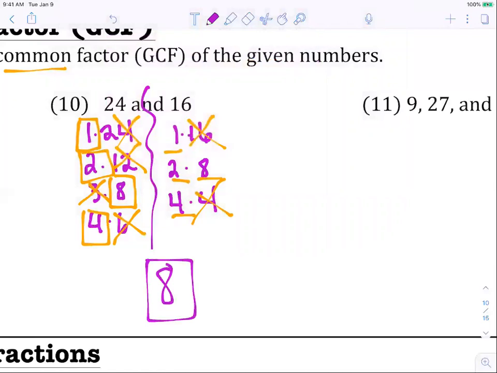Okay, so now pause your video. I want you to try example 11. Yes, there's 3 numbers, but I want you to try and see if you can figure out what the greatest common factor is between all of those. And go.